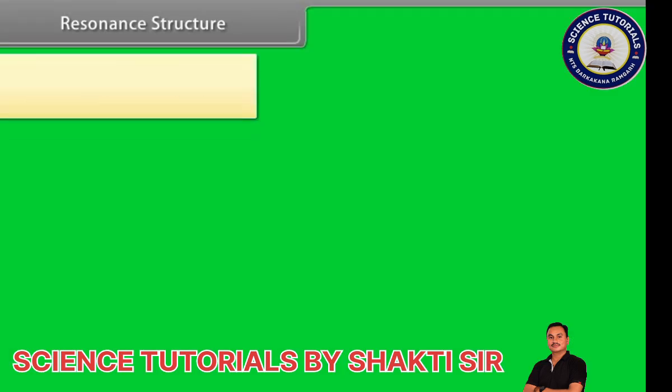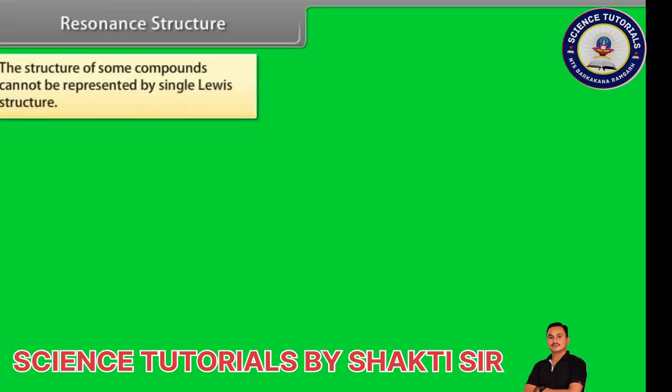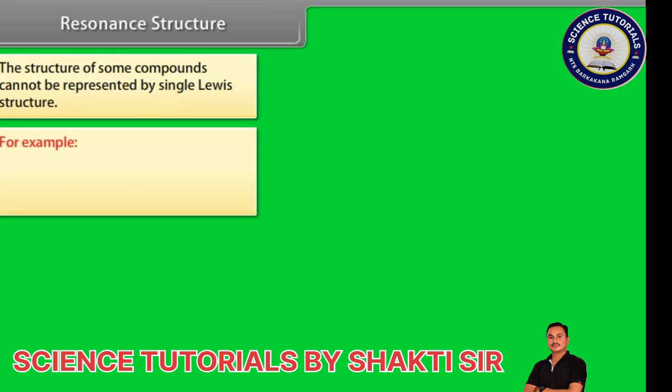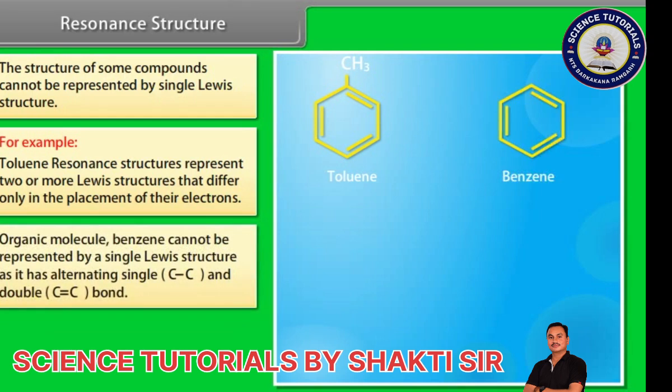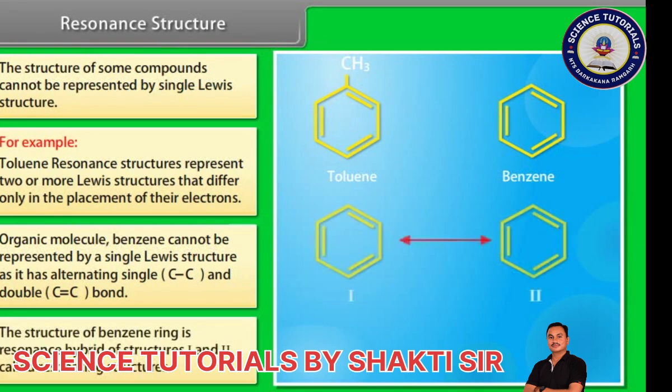Resonance structure. The structure of some compounds cannot be represented by a single Lewis structure. For example, toluene. Resonance structures represent two or more Lewis structures that differ only in the placement of their electrons. The organic molecule benzene cannot be represented by a single Lewis structure as it has alternating single and double bonds. The structure of the benzene ring is a resonance hybrid of structures first and second, called resonating structures.